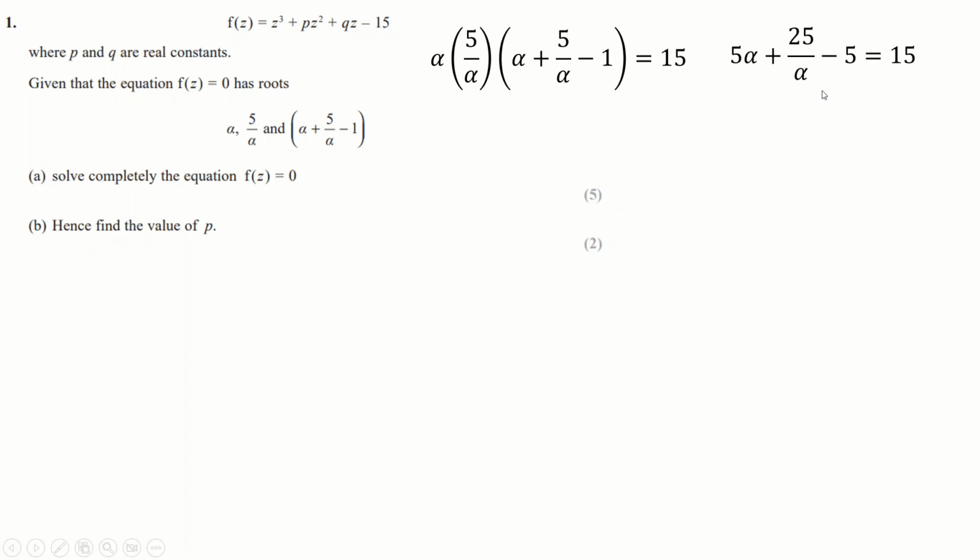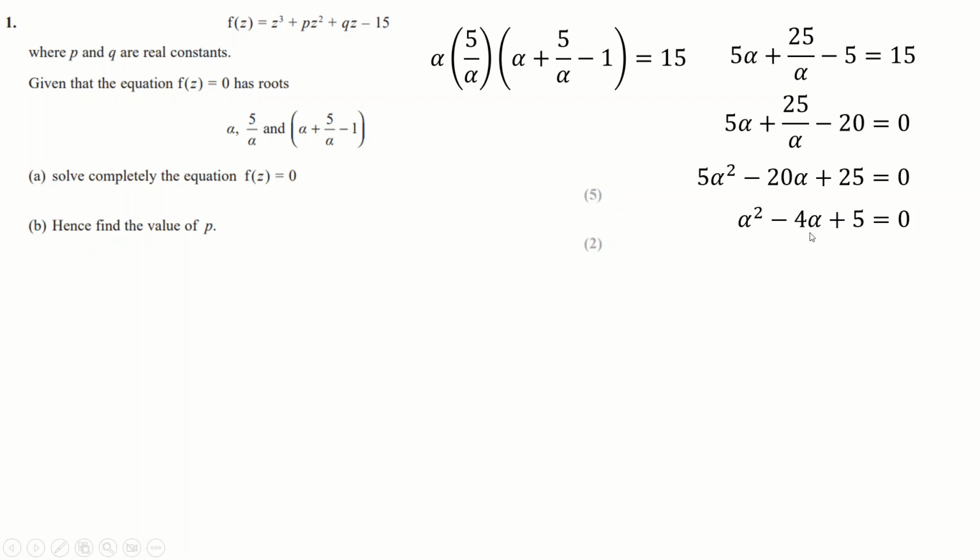You can multiply all of this by alpha, you can also take away 15 from both sides. You can finally divide by 5, and you end up with a quadratic to solve for alpha, which you can do. Your calculator will give you this, which means we can now just assign, basically, 2 of these roots to be these things. I mean, I can definitely assign alpha just to be 2 plus i, for instance. And then I can work out what 5 over alpha is if I want to.